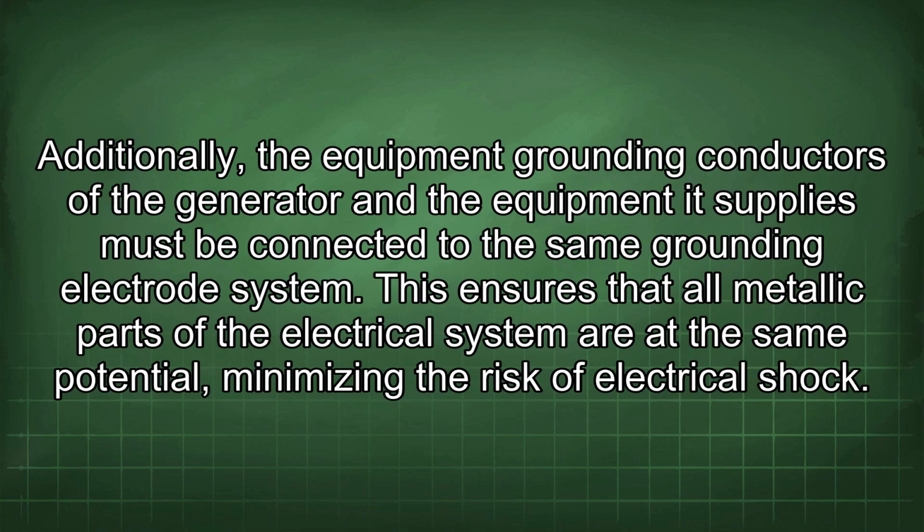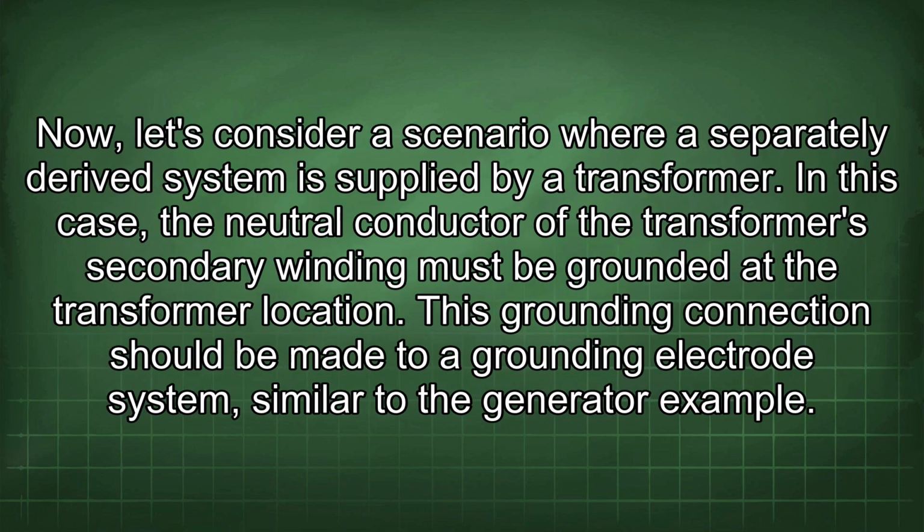Additionally, the equipment grounding conductors of the generator and the equipment it supplies must be connected to the same grounding electrode system. This ensures that all metallic parts of the electrical system are at the same potential, minimizing the risk of electrical shock. Now, let's consider a scenario where a separately derived system is supplied by a transformer.